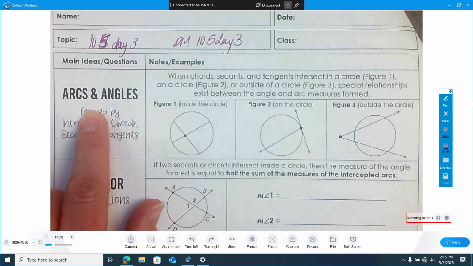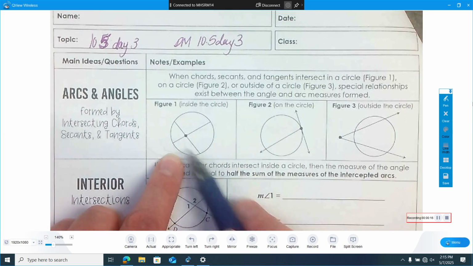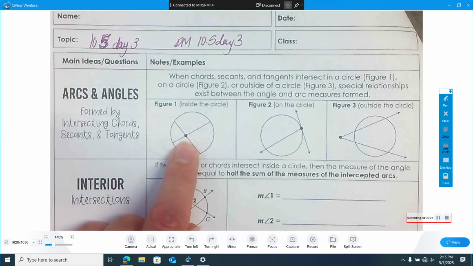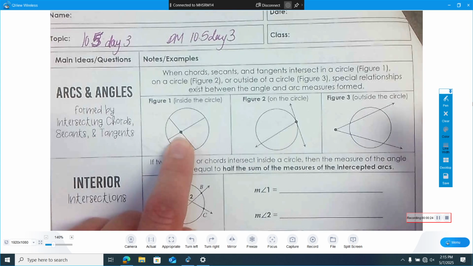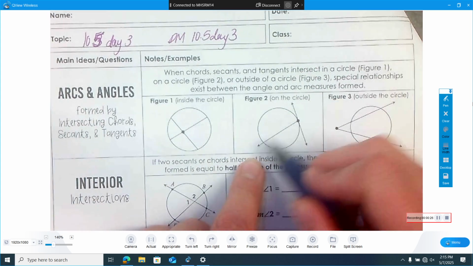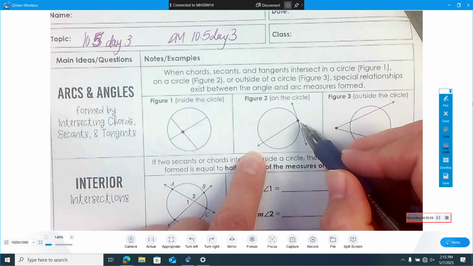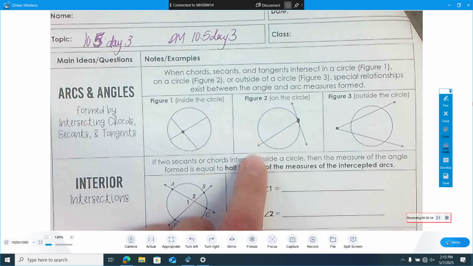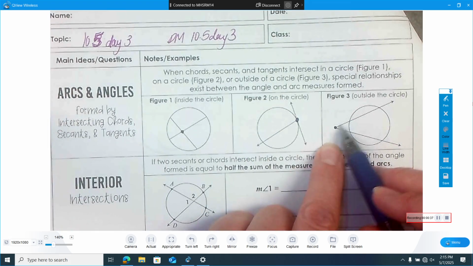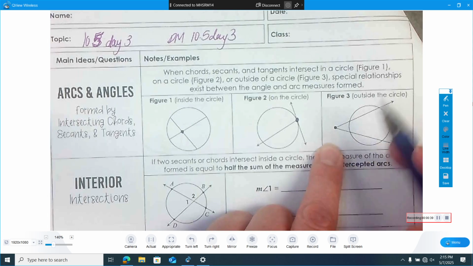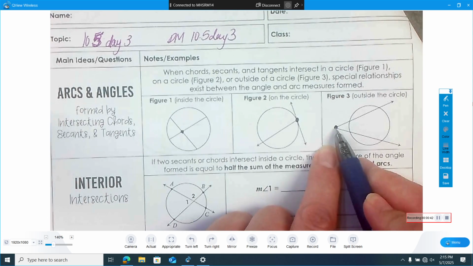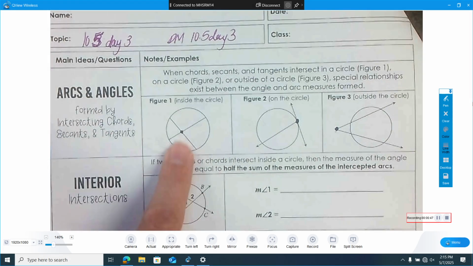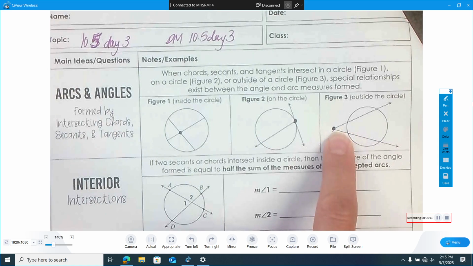When we have an intersection, in this case it looks like two chords intersecting, and they have an intersection inside the circle. We also have a case where we have a secant and a tangent intersecting, where the intersection is on the edge of the circle. And we'll see a case today where we have two secants, or maybe a secant and a tangent line, where the intersection is outside of the circle. So we're talking about three different things today: inside the circle, on the circle, or outside the circle intersections.